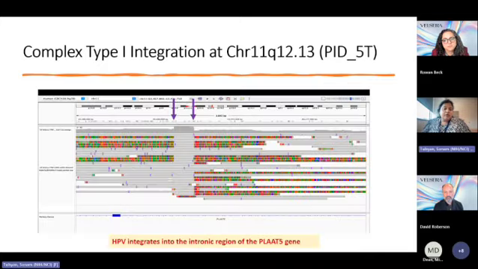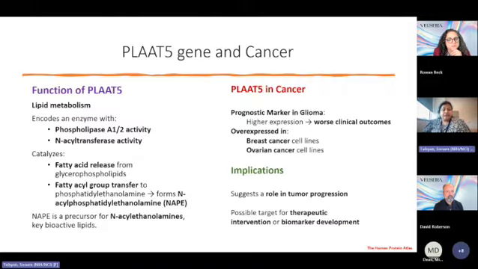We confirmed our observation on the hg38 BAM file, and we found that HPV integrates into an intronic region of the PLAT5 gene. This PLAT5 gene encodes enzymes which are responsible for lipid metabolism.